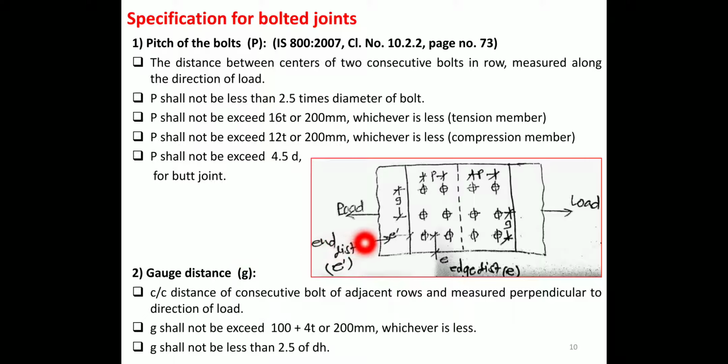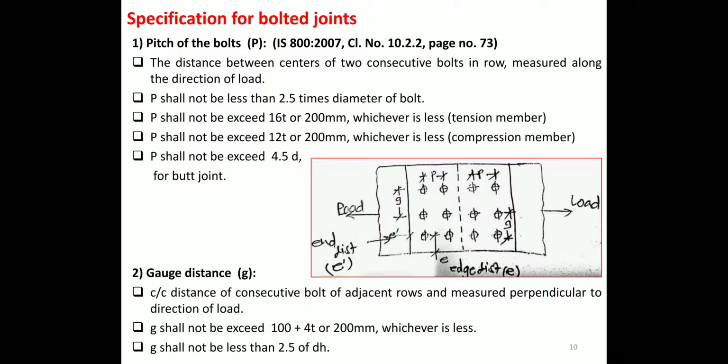It is defined as the center to center distance between two consecutive bolts in adjacent rows and measured perpendicular to the force or load. This means the direction of force is acting horizontally, or longitudinally. So gauge distance will be calculated or measured perpendicular to that respective force.